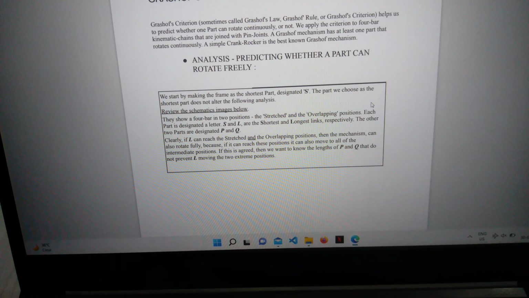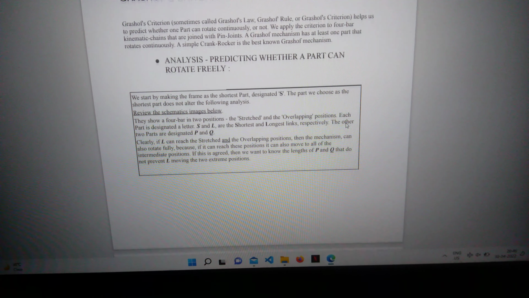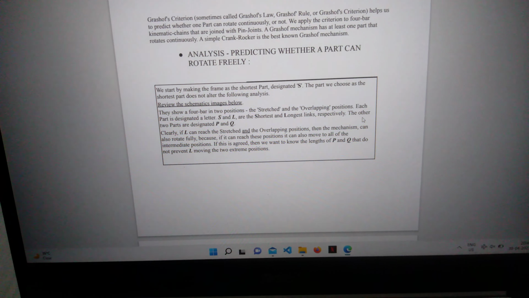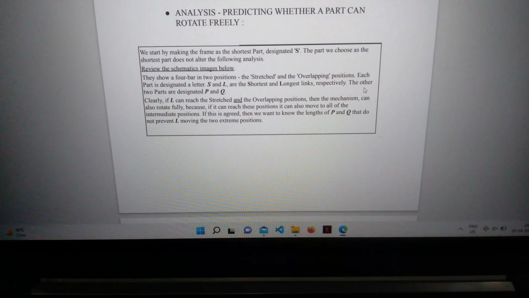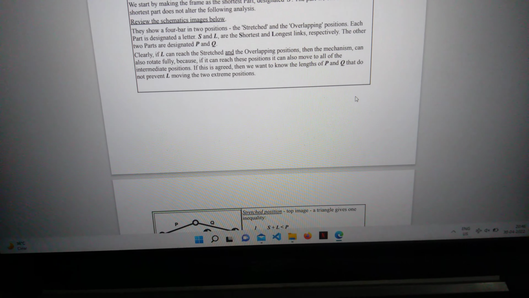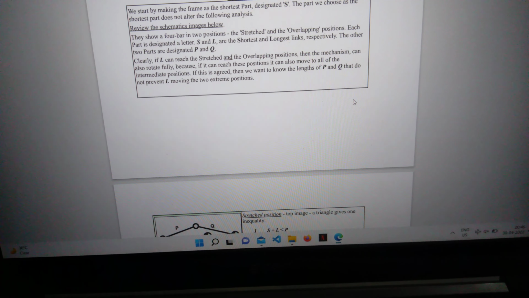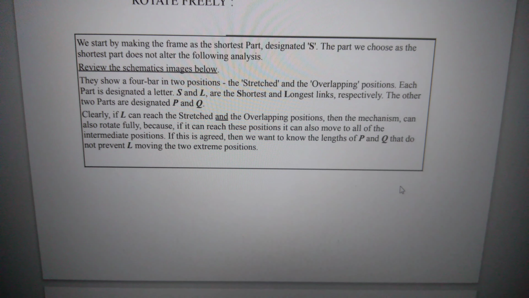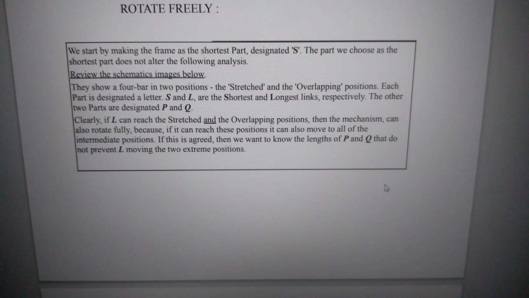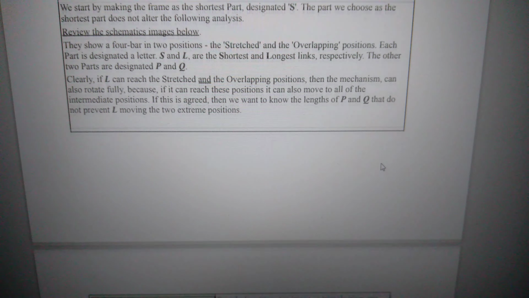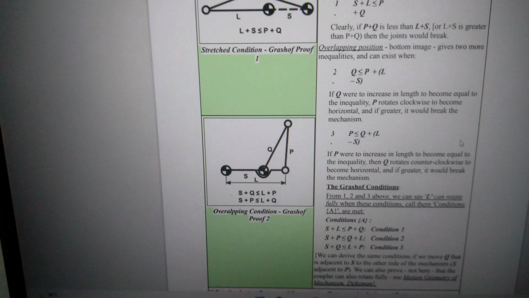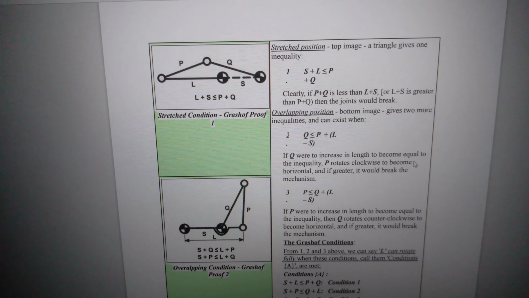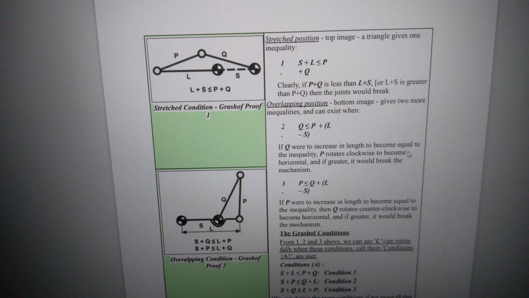Now let's go to the next part, sir, which is analysis. What this analysis means is predicting whether a part can rotate freely or not. So we start by making the frame, sir, and we denote the shortest part as S, and the part we choose as the shortest part does not alter the following analysis. Below I have also attached some images. So let's go down. There can be positions of the linkages and the bars.